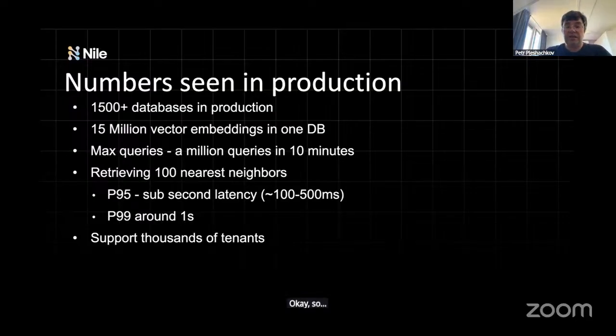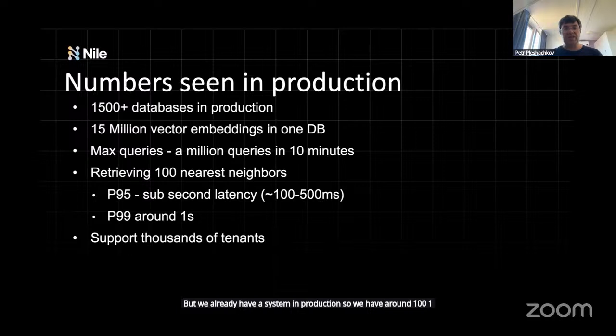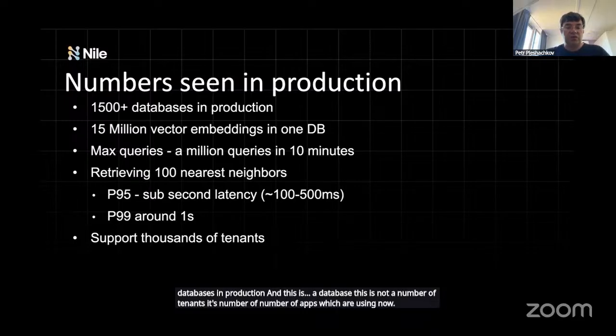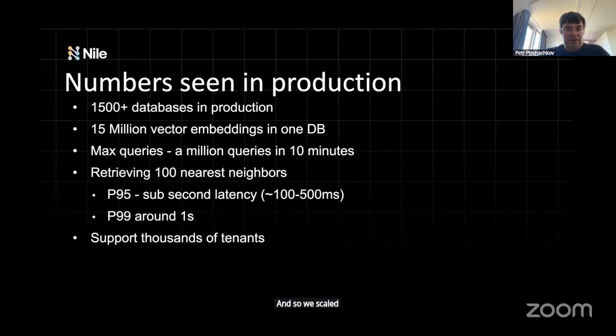Okay, so Nile, it's a relatively young startup, but we already have a system in production. So we have around 1,500 logical databases in production, and this is a database. This is not a number of tenants; it's number of apps which use Nile, and so we scale to thousands of tenants, and well, you can see other numbers.